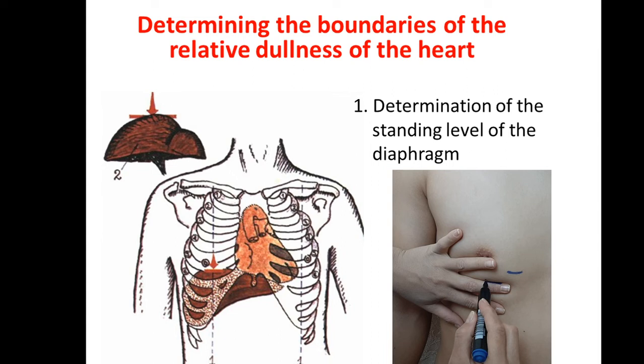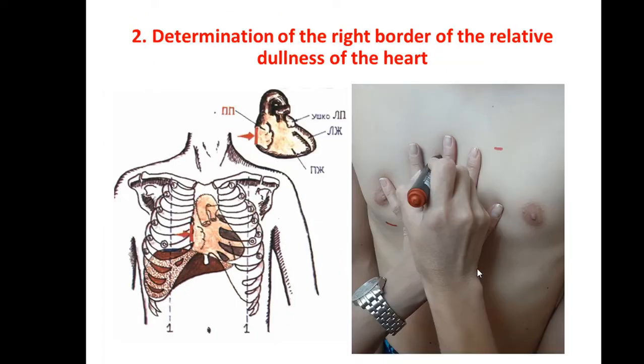To determine the borders of the heart, first we need detection of the standing level of the diaphragm. You go by the mid-clavicular line, space by space down, percussing until a dull sound, from resonant till dull sound. And as you see here, we should always mark on the side of the resonant sound.